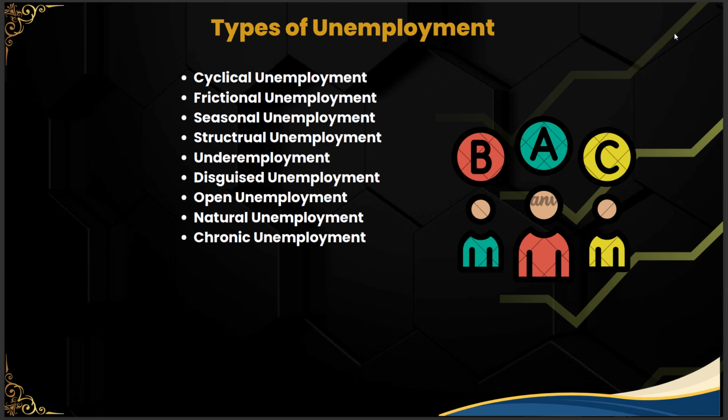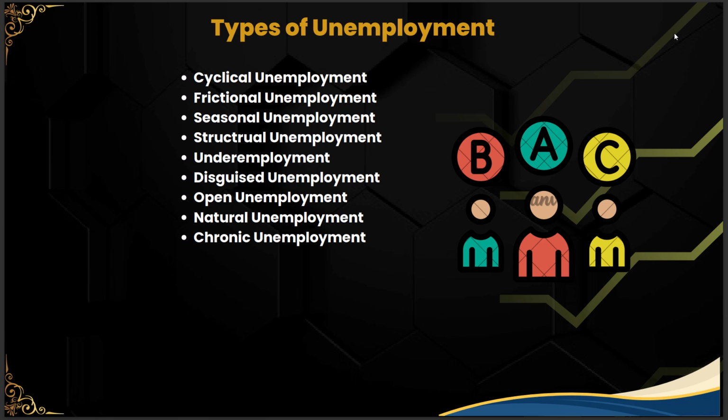Next one is disguised unemployment. It is a situation where more people are doing the work than actually required. We can call it that where several individuals are working on a farm, where even two or three people can complete it easily. That is disguised unemployment. Next one is open unemployment. This is where workers are actively trying to find employment but are unable to find work, which results in visible unemployment.